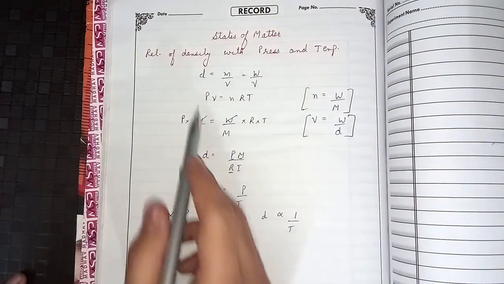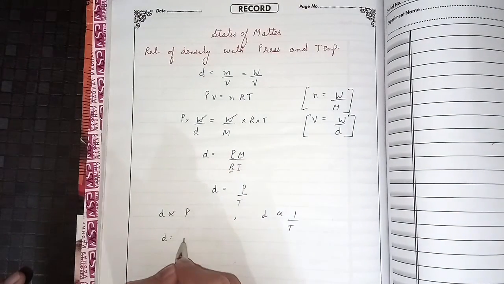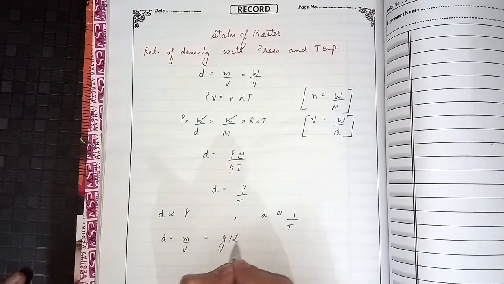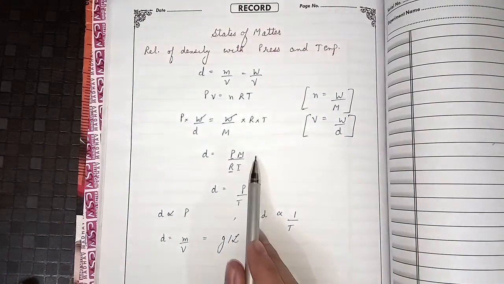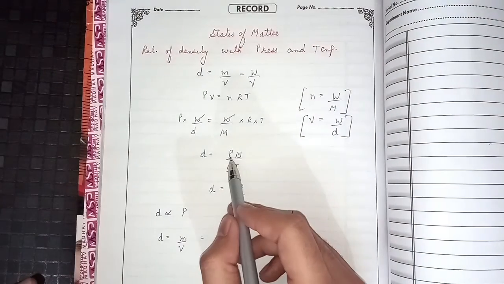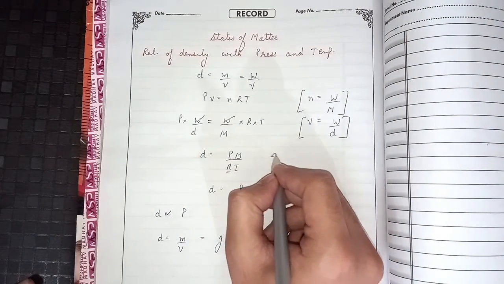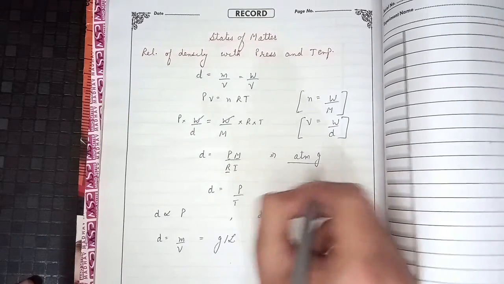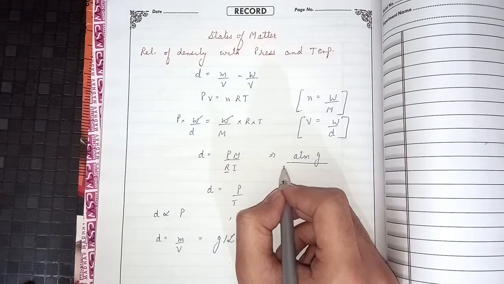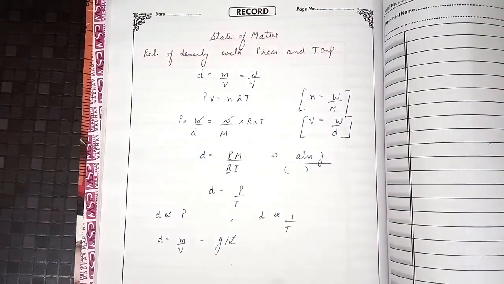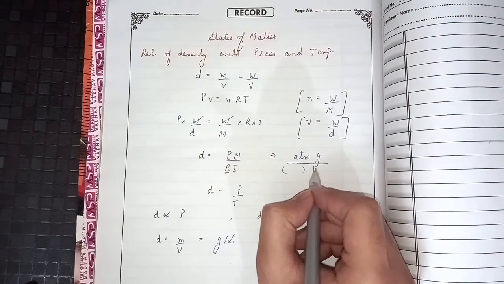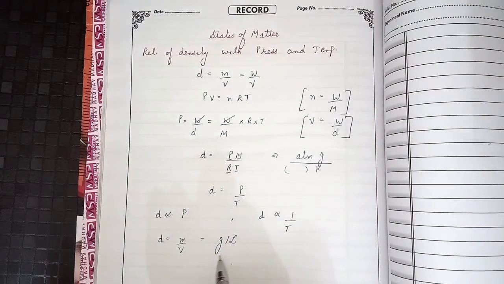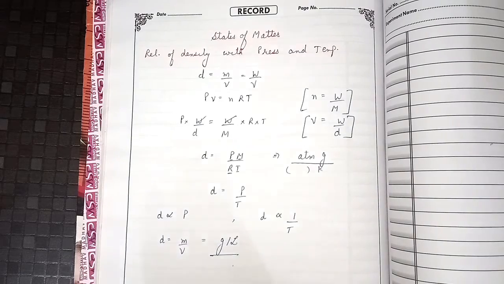And if we see from D = mass over volume, the unit of density is gram per liter, and from here we can also make units: pressure in atmosphere, molecular mass in grams, and R is a gas constant, whose value we have discussed in the previous lecture, and temperature is in Kelvin. So here also we can derive one unit, and generally we use gram per liter as the unit for density.